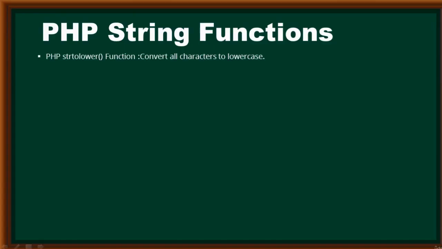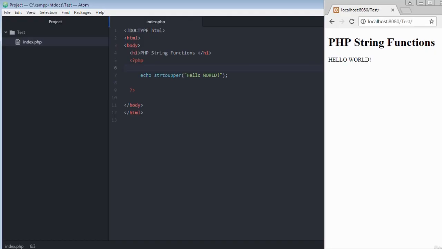The next function is the opposite, which will convert all characters to uppercase. Let's take a look at an example. In our example here, you can see I'm using the function to convert this hello world into all uppercase. You can see the output is all uppercase.